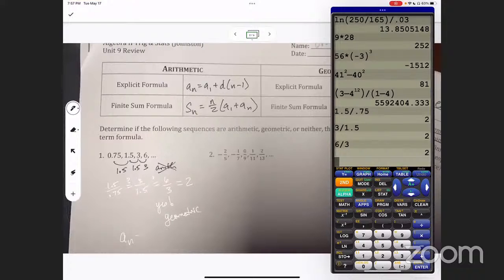A sub n equals 0.75 times the ratio. It's like dividing, or it's multiplied by 1/2 then, right? Nope. See what I did here? You take a term and divide it by its previous one. The term divided by its previous. The term divided by its previous. And what do you get every time? 2. So your common ratio is 2.